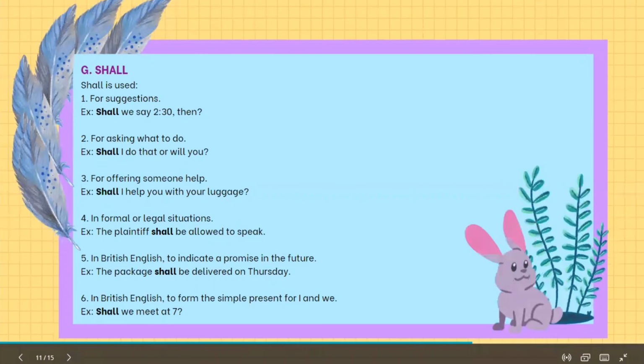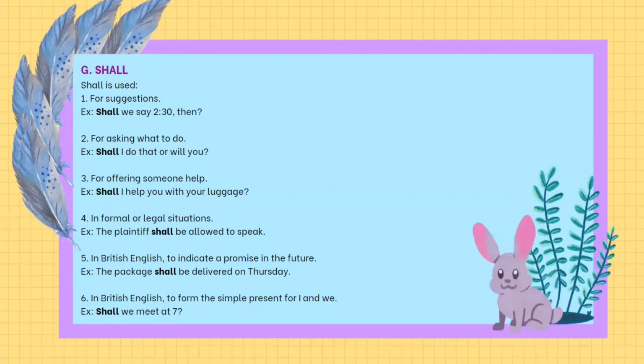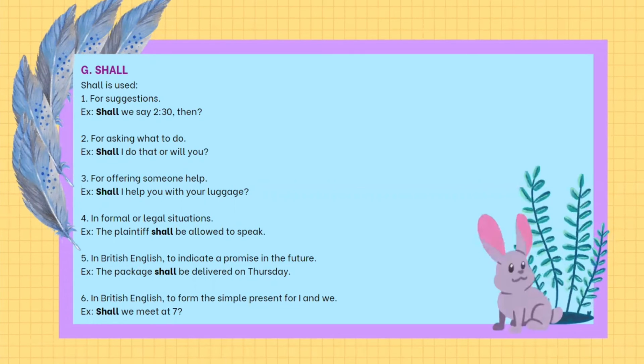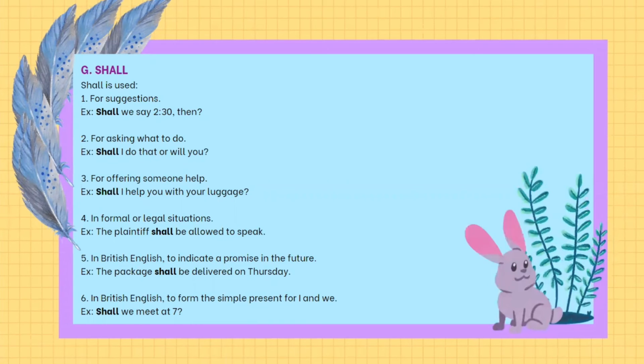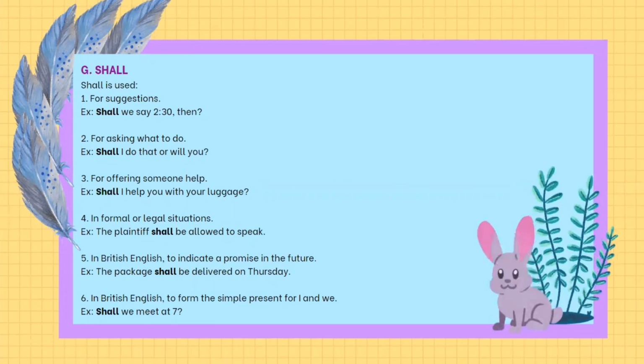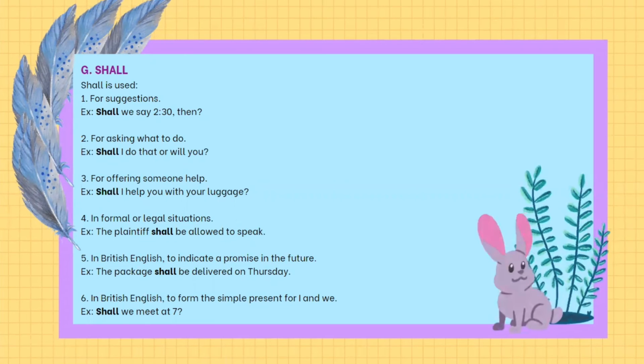G. Shall. Shall is used first for suggestion. Example, shall we say to pass 30 then? Second, for asking what to do. Example, shall I do that or will you? Third, for offering someone help. Example, shall I help you with your luggage?